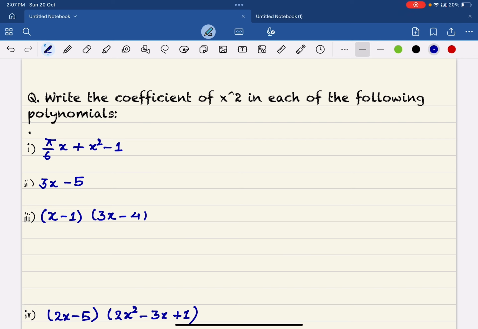Write the coefficient of x squared in each of the following polynomials. We have to write the coefficient of x squared in each of the following. So in this question, the coefficient of x squared is 1. Okay, so the answer is 1 for this question. In this question, x squared is not there, so we can say the coefficient of x squared is 0. Okay, so the answer of this question is 0.